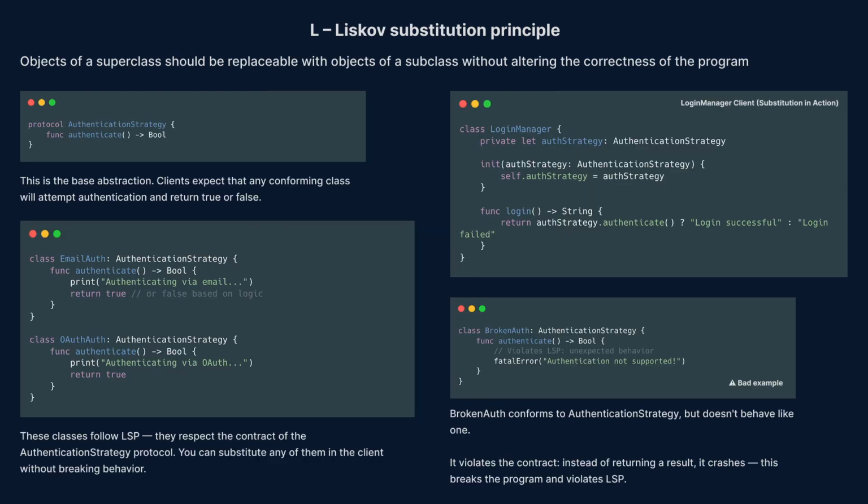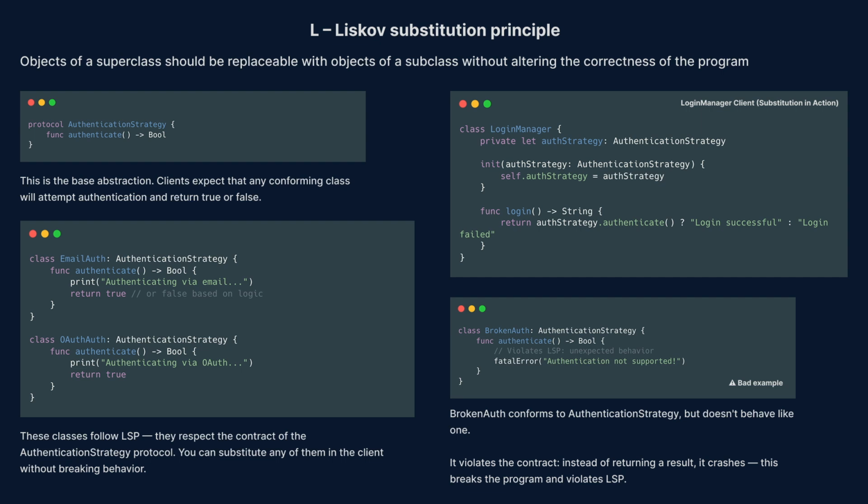The Liskov substitution principle, LSP, states that objects of a superclass or interface should be replaceable with objects of its subclasses without affecting the correctness of the program. In the context of a login module, classes that conform to the authentication strategy protocol should behave consistently and predictably. Well-designed authentication types like email auth, Facebook auth, or biometric auth all follow LSP because they respect the contract defined by the protocol and can be used interchangeably without breaking the client code.